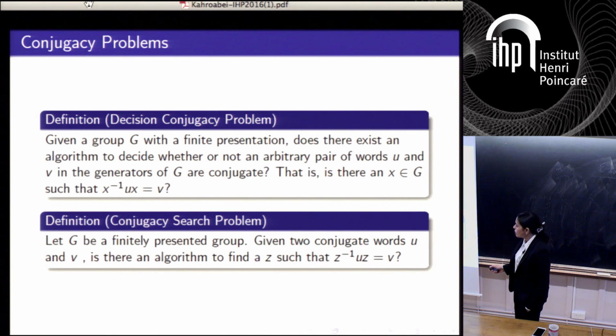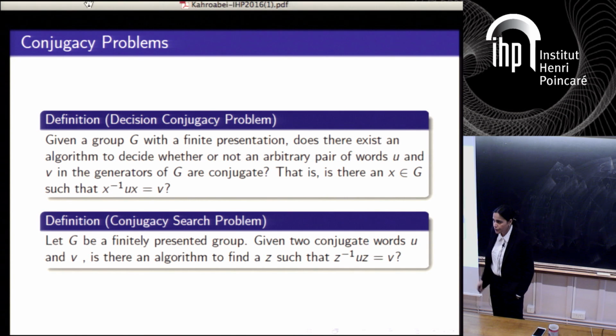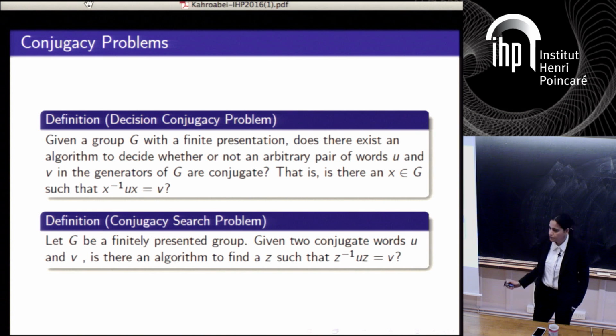Motivated by group-based cryptography, group-based cryptographers define the conjugacy search problem, in which we assume the decision conjugacy problem is solvable. In other words, given two conjugate words U and V, is there an algorithm to find a Z such that Z inverse U Z is V? So it's a search problem. And this problem is always decidable for any group. And the proof is not so hard to see.